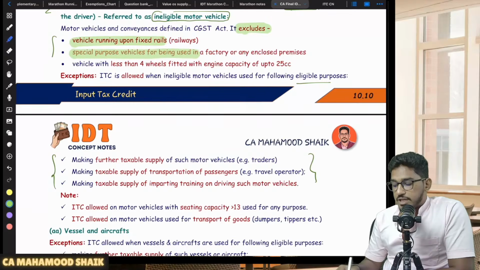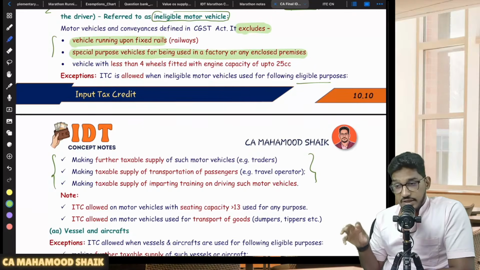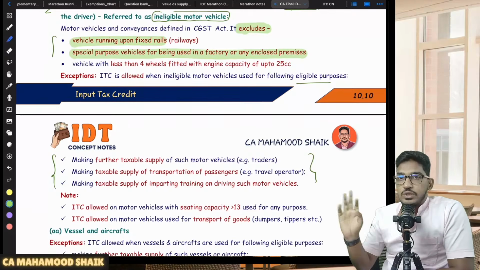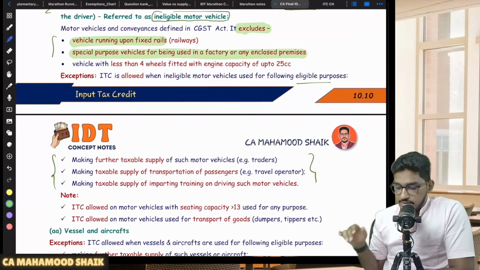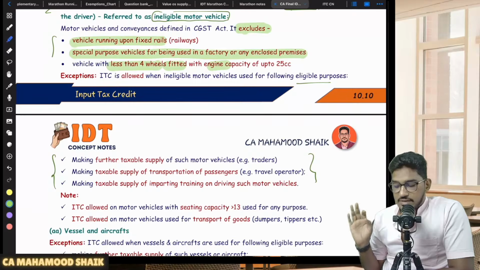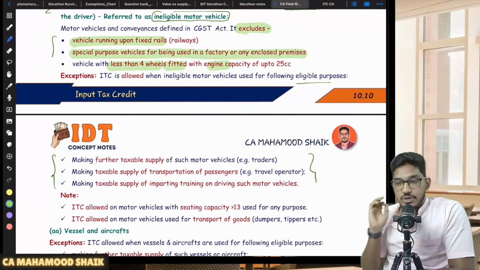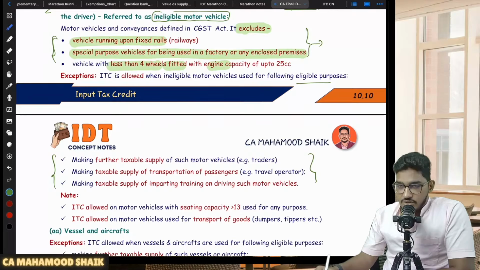Similarly, special purpose vehicles used in a factory or any enclosed premises. For example, inside factories you will find some vehicles which are used only within the factory. Similarly, in golf courses you will find some vehicles which run only within that golf course. So that also will not fall under the motor vehicle definition. If they are not falling under it, can they claim ITC? Yes. Similarly, vehicles with less than 4 wheels fitted with an engine capacity of up to 25 cc are also not falling under the motor vehicle definition. So if these three things are not falling under the motor vehicle definition, ITC is not blocked. They can avail full ITC, no restriction on this.